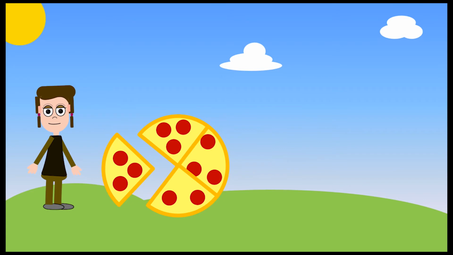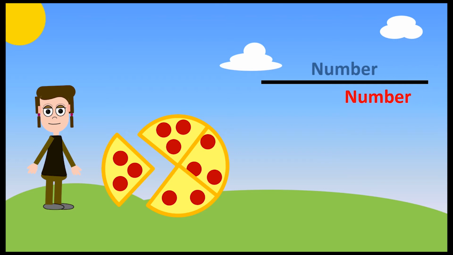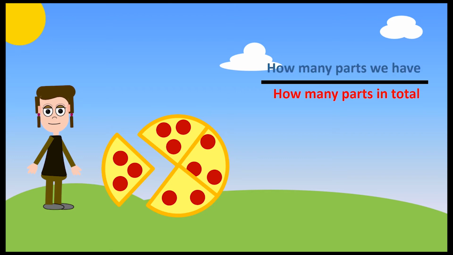So let's look at Emma's pizza. Now remember, a fraction is something that shares parts of a whole. A fraction can be expressed by a line in the middle and 2 numbers, one on the top and one on the bottom. The bottom number tells us how many parts the subject has been divided into, and the top number tells us how many parts we have or we are talking about.